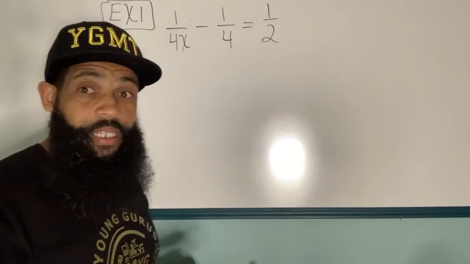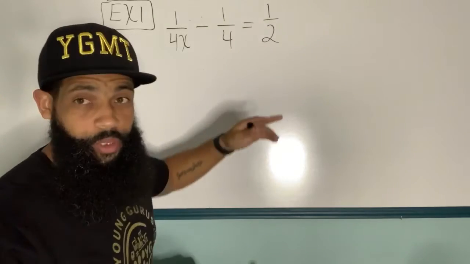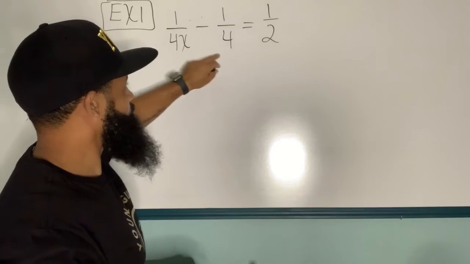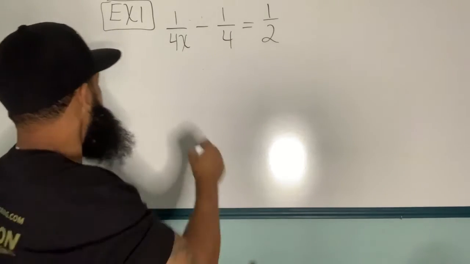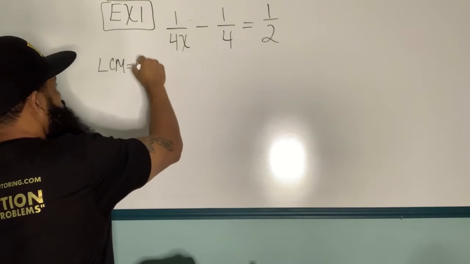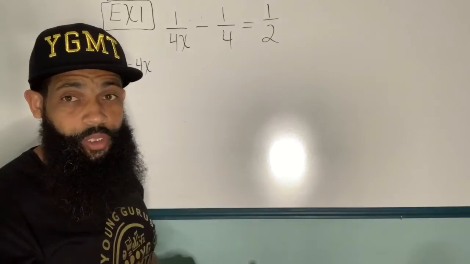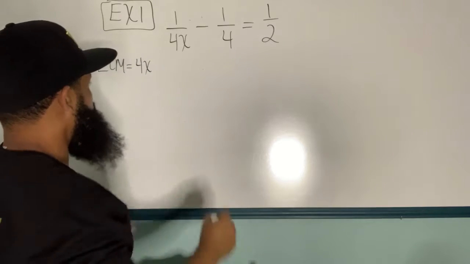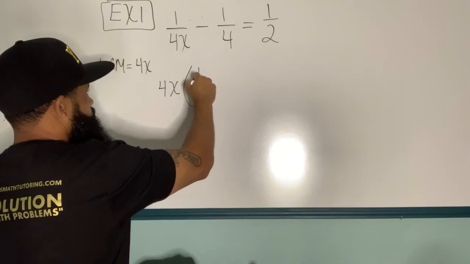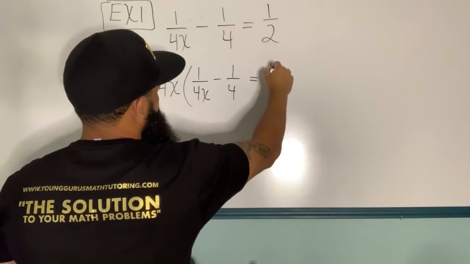So in this case, the least common multiple, we're going to take it from both of these. Technically, we're looking at all three of these, but the main thing we're looking at is these two, okay? So we have 4x here and we have 4 here. So the least common multiple of these two is going to be 4x. And then we're going to multiply everything in this original equation by that least common multiple. So it's going to look like this. We're going to have 4x times 1 over 4x minus 1/4 equals 1/2.